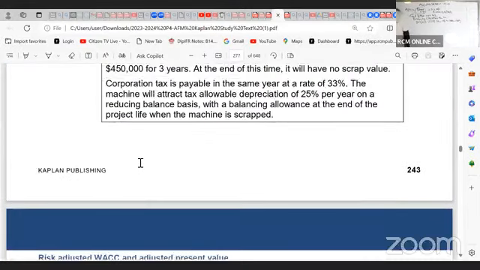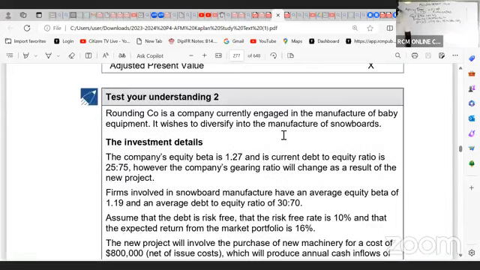It's called, in this case, snowboards. Rounding Company is a company currently engaged in the manufacture of baby equipment. It wishes to diversify into the manufacture of snowboards. I really love this, because here they want to go to something new. So there is a new industry involved. So the company's equity beta is 1.27. That becomes irrelevant, because we are playing an away match.